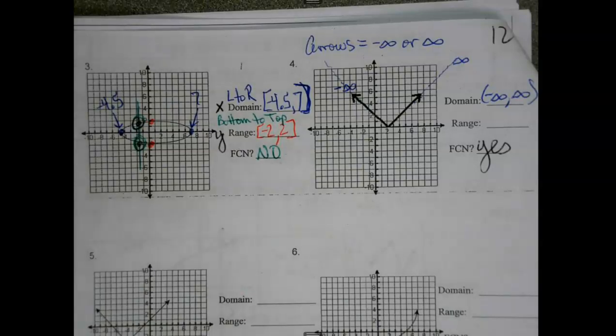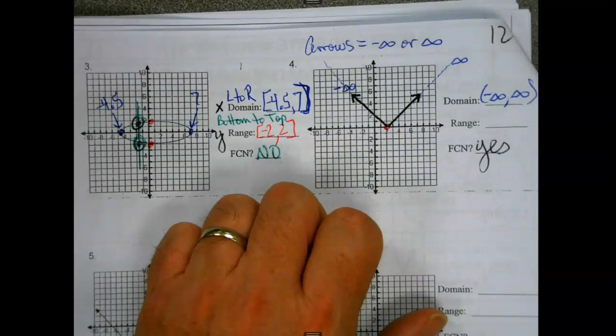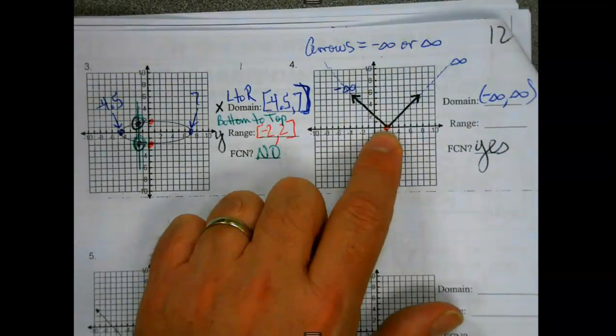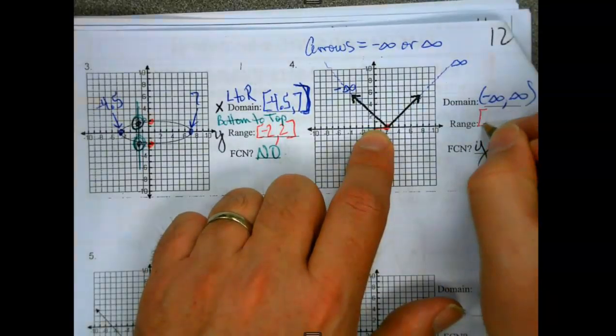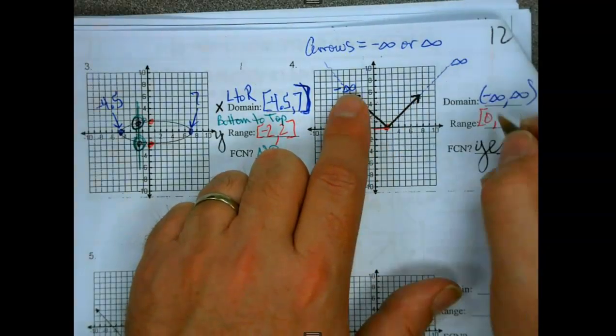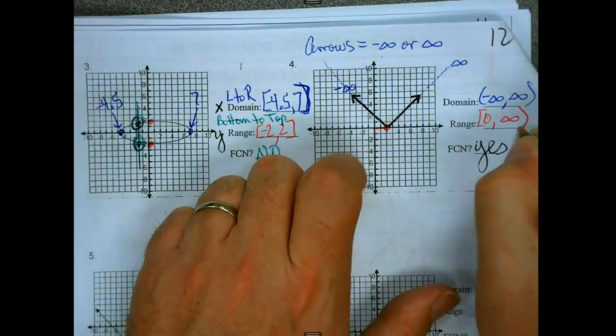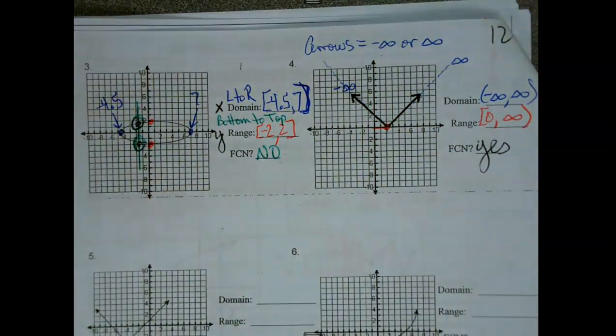But range, though, ooh, careful with range. Because this is y now. Here's the bottom of my graph. What's the y value at that point? 0. If I go back to the origin, it starts at 0, but it goes up forever. So most of the time you get arrows, almost everything is going to be infinities.